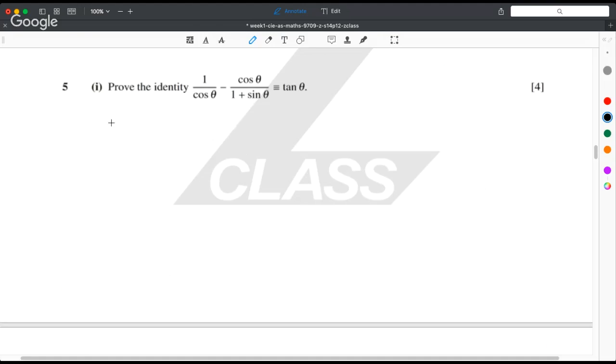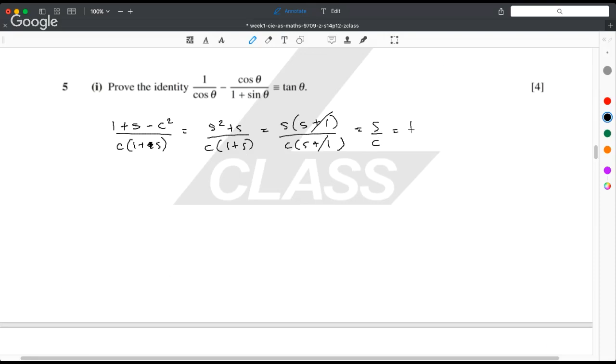So I'm going to pull these together into a single fraction, and I get, I'm just going to use s and c for sine and cosine, 1 plus s minus c squared over c times 1 plus s. And then I notice that 1 minus c squared is just s squared. So that's s squared plus s over c times 1 plus s. I take an s out of the top, so it becomes s times s plus 1 over c times s plus 1. These cancel, giving us s over c, which is equal to t.